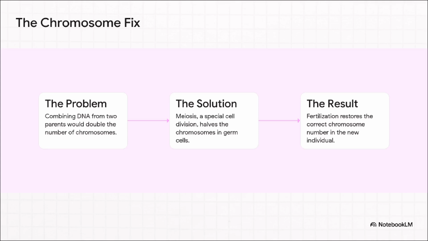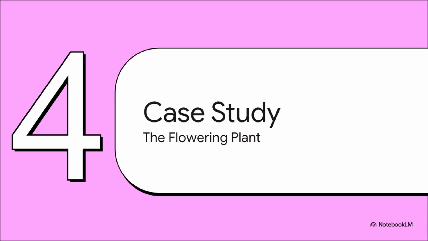So nature came up with this really elegant solution called meiosis. It's a special kind of cell division that creates sex cells, or gametes, that only have half the normal amount of genetic info. That way, when two of them combine during fertilization, the new baby is back to having the perfect complete set. It's just beautiful biological math.